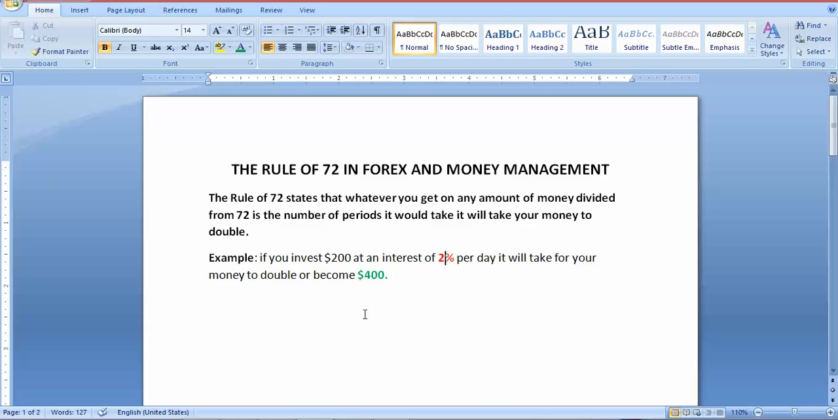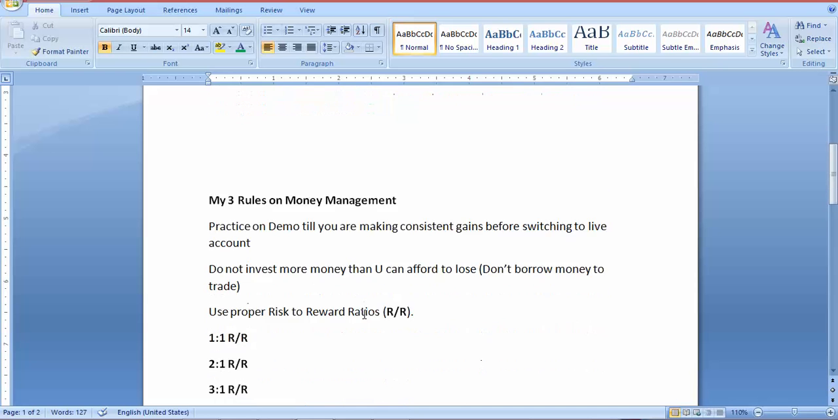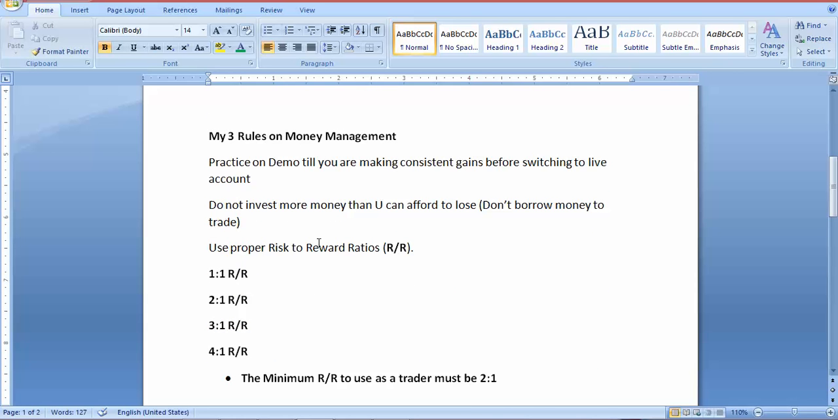Now let's talk a little bit about money management. When it comes to money management, I have my 3 rules. See, Forex could be very profitable, but it is a two-edged sword. If you are not winning, you are losing. Therefore, before you start trading with real money, you should get a demo account. Practice on demo till you are very consistent before switching to your live account.